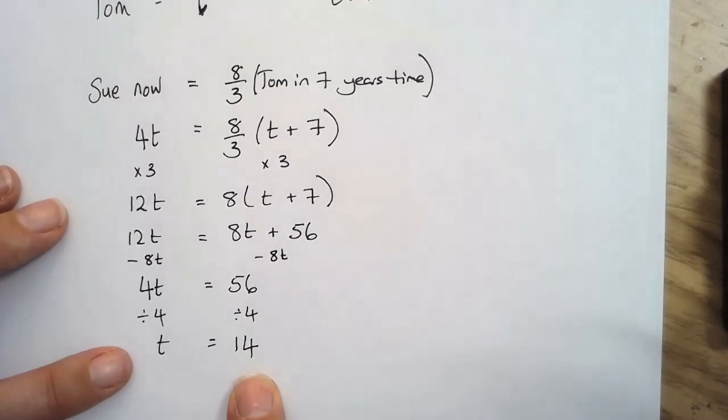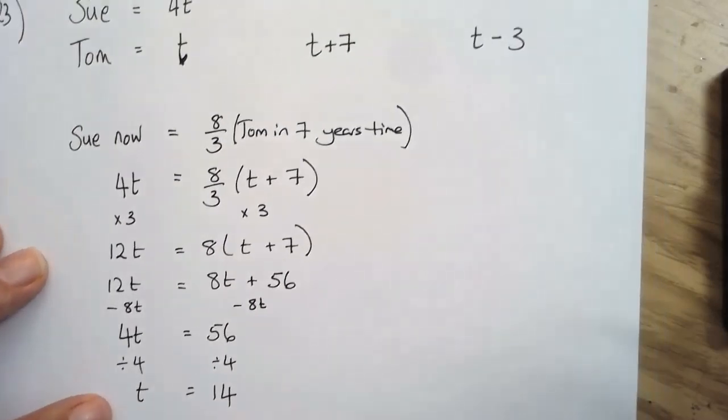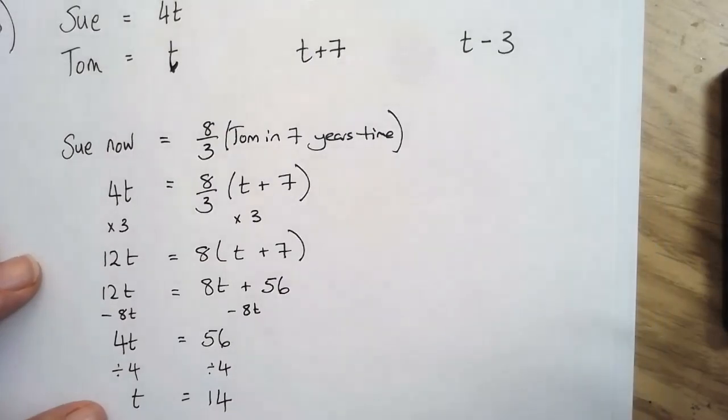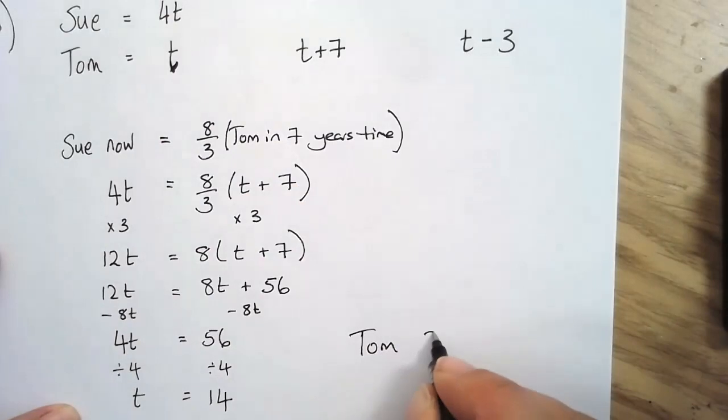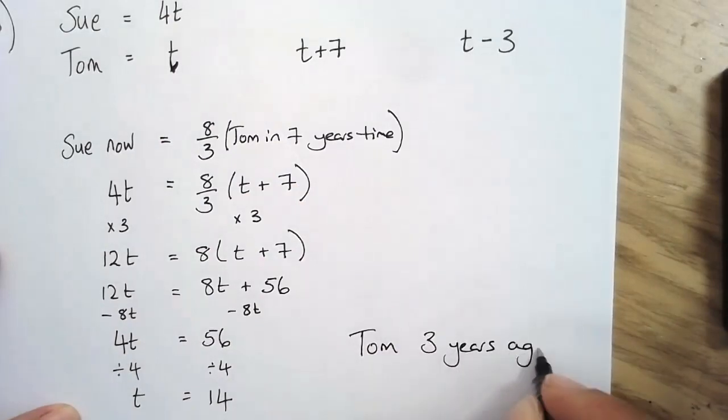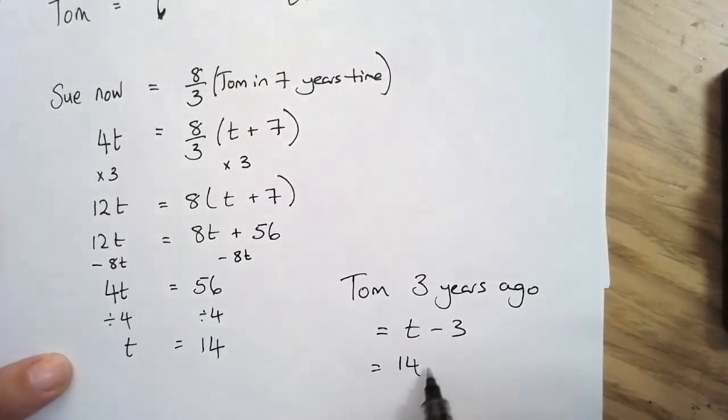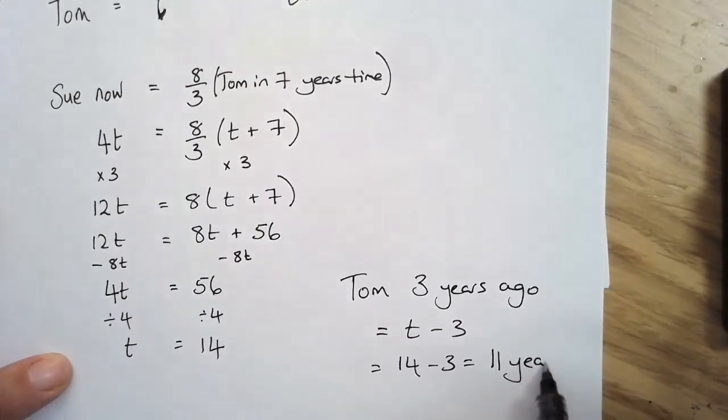This is where I stopped at the very start of me trying to talk you through this question, because I thought the answers were wrong, but they're not. It's because I didn't read the question correctly. What the question asks is how many years old was Tom 3 years ago. So Tom now is T, which is 14. Tom 3 years ago is T minus 3. T is 14, minus 3 is 11 years. So Tom 3 years ago was 11.